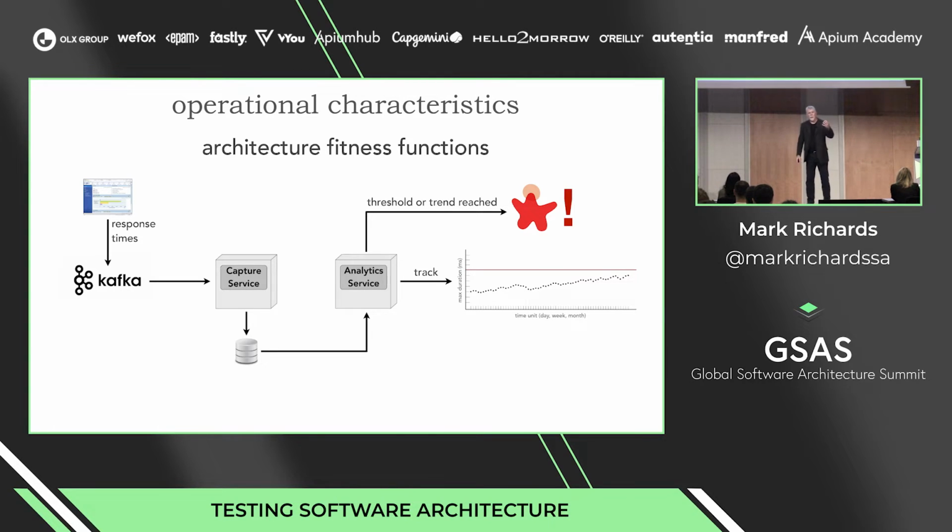Then we write a capture service to be able to read those topics and then store all that raw data. Now the fun part comes. Now we get to write analytics services that actually take that raw data and start measuring that data, tracking that data over time. And that tracks until we reach a trend or a threshold to alert me. That's how a fitness function works.